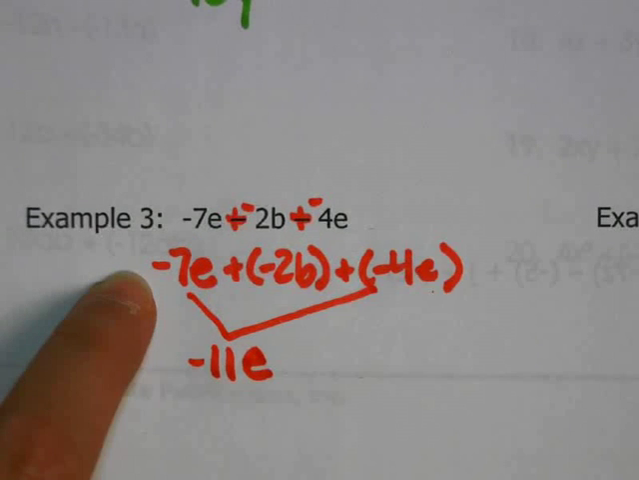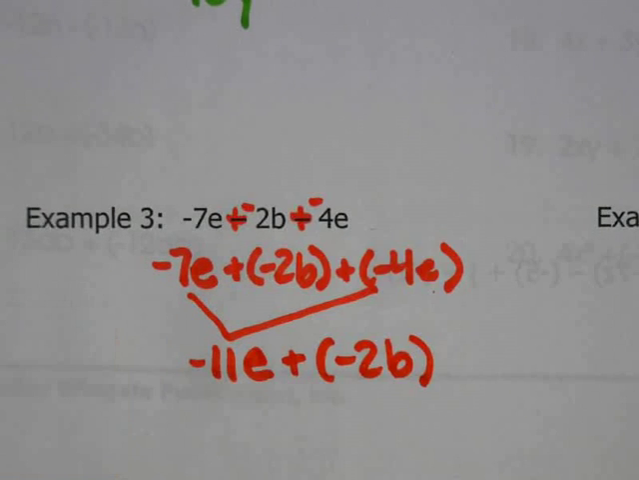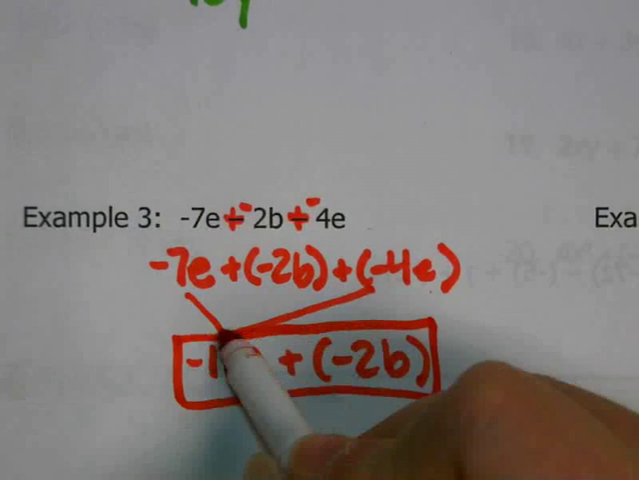What about this plus negative 2b? What do we do with them? Nothing. We just bring them right down. Copy them down again. We haven't used them. And at that point, can we combine e's and b's here? No, they're not the same variable, so we're done. That's as much as we can do to combine like terms there.